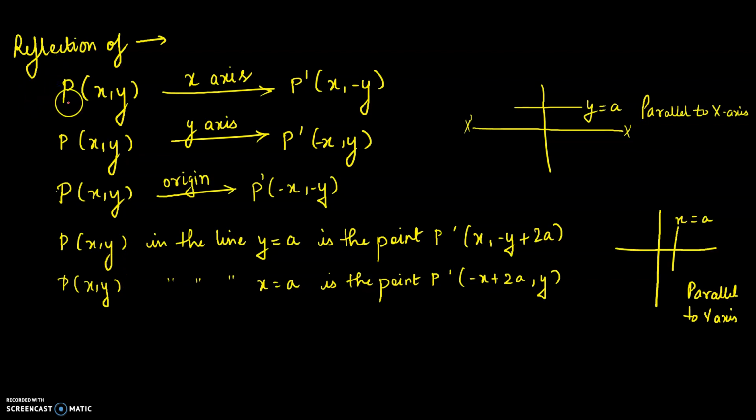Now for point P x, y, when we reflect it in the x-axis, then you get P dash x, minus y. You can see that when we are reflecting a point in the x-axis, the x coordinate remains the same while the y coordinate changes its sign. Now for the reflection of a point in the y-axis, the image formed has same y coordinate, but there is this change in the sign of x coordinate.